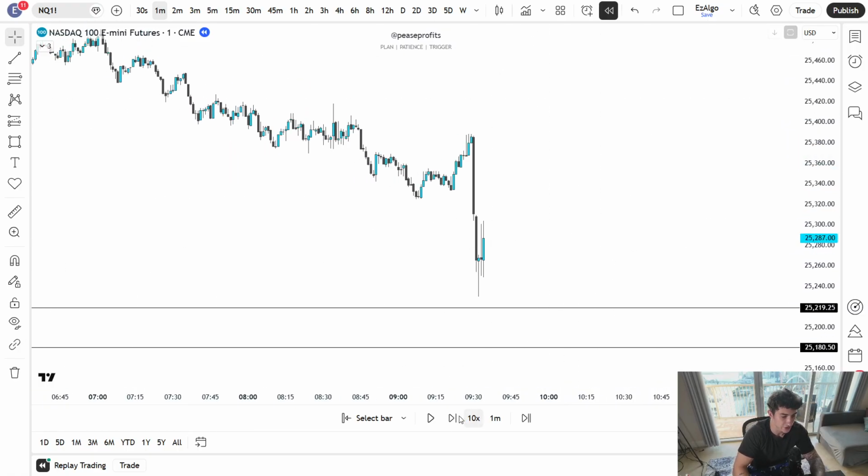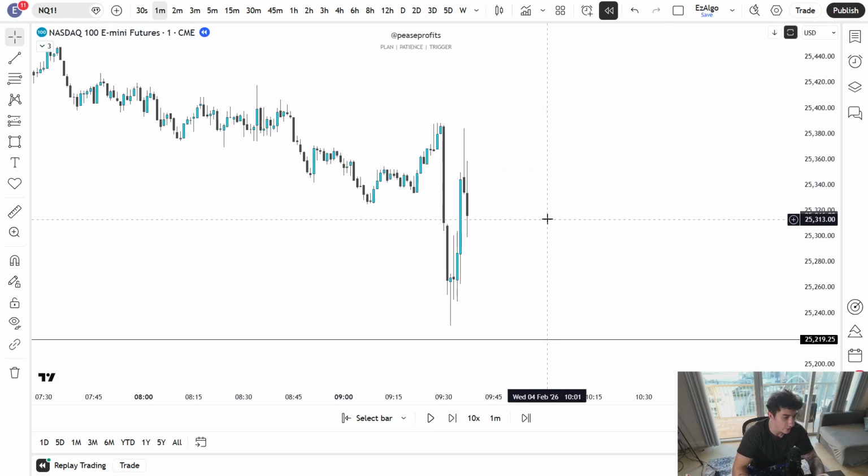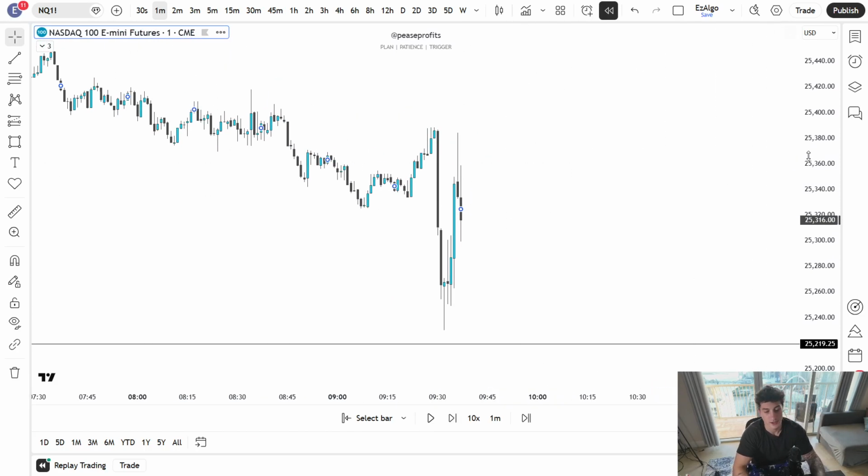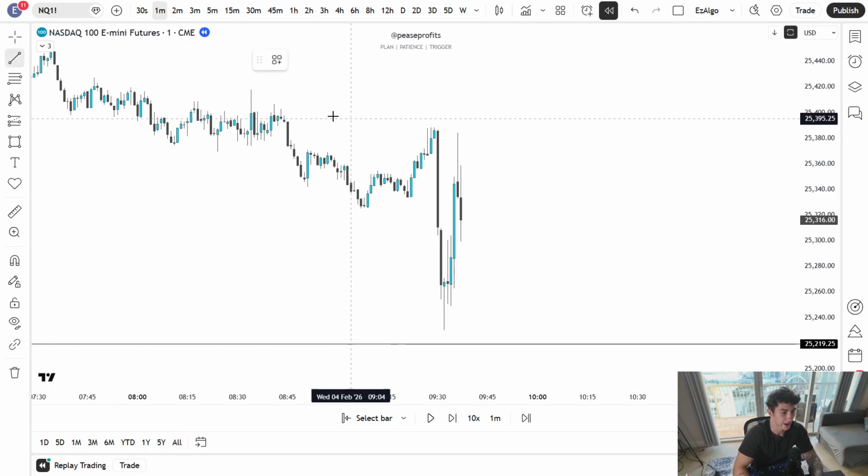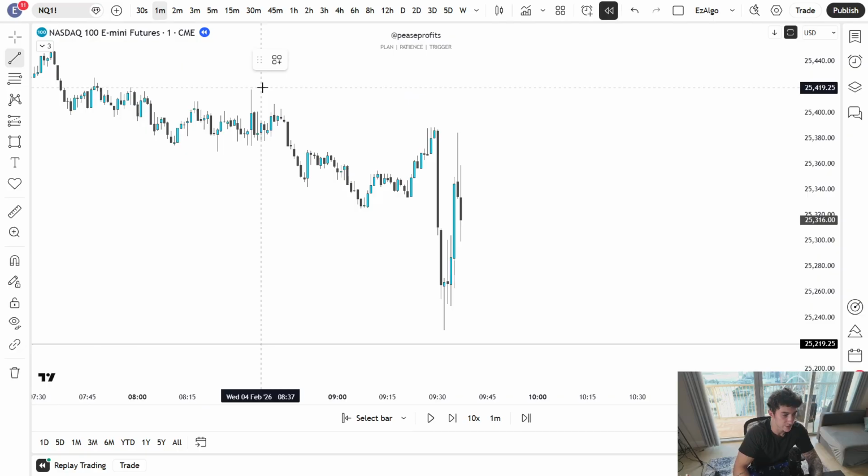But it actually gave us a really nice entry. Okay, we saw that reversal back up and then we got the SMT divergence with ES. Now, I don't use SMT as a non-negotiable in my strategy. I use it as an extra piece of confluence. So I don't need to have an SMT to enter a trade. But we just had such an obvious massive SMT.